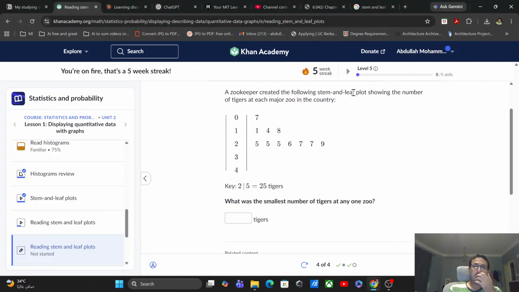A stem and leaf plot showing the number of tigers at each major zoo in the country. Number of tigers, this one. What was the smallest number of tigers at any one zoo? 7.